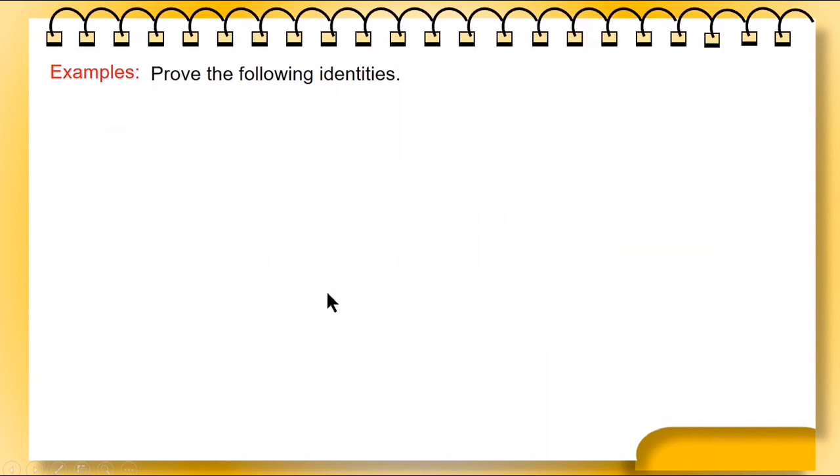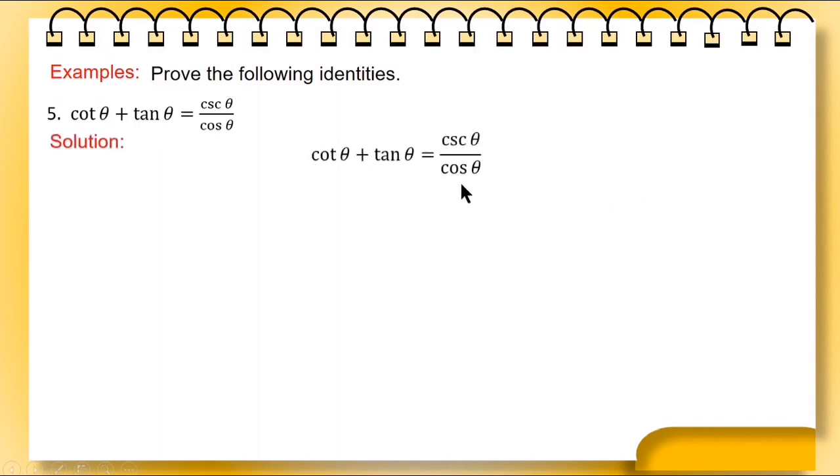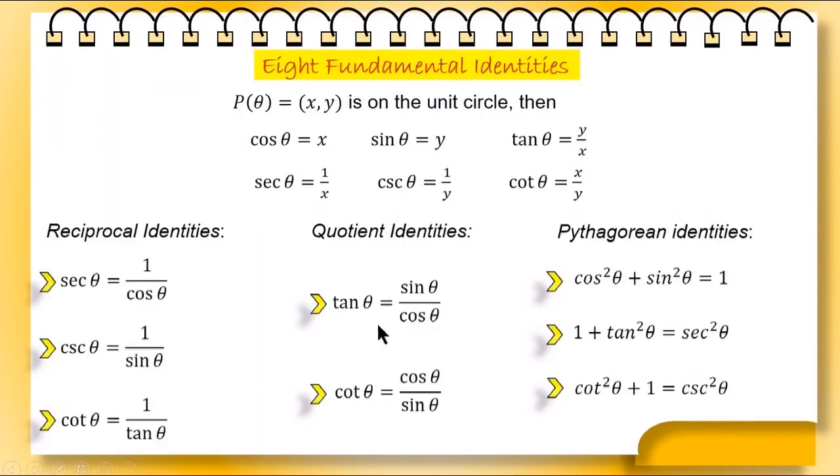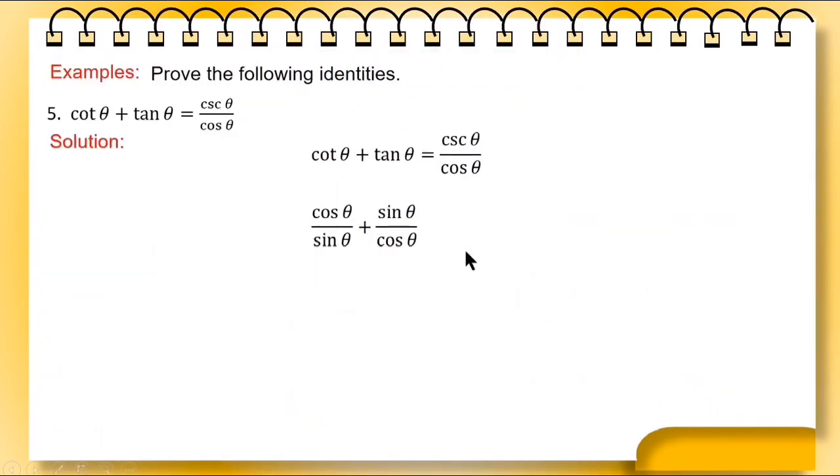Another example. Prove cotangent theta plus tangent theta is equal to cosecant theta over cosine theta. Express the circular functions in terms of sine and cosine. Cotangent theta is equal to cosine theta over sine theta, plus tangent theta is equal to sine theta over cosine theta by quotient identities. Then, cosecant theta is equal to 1 over sine theta by reciprocal identities.